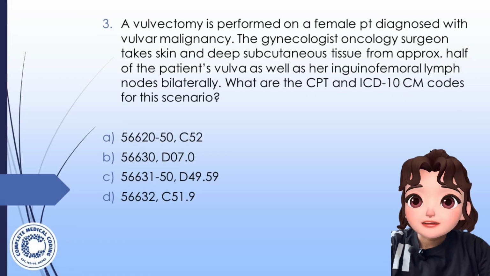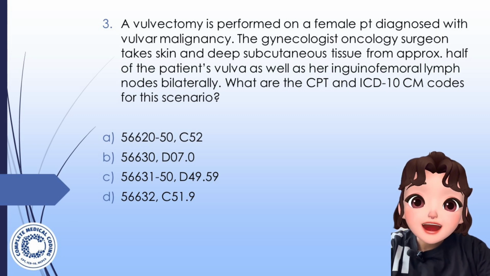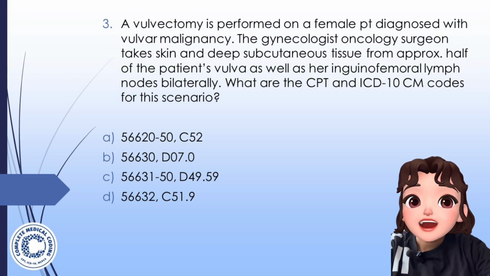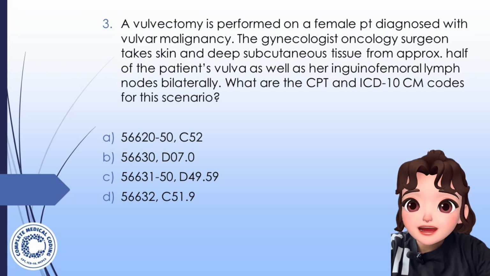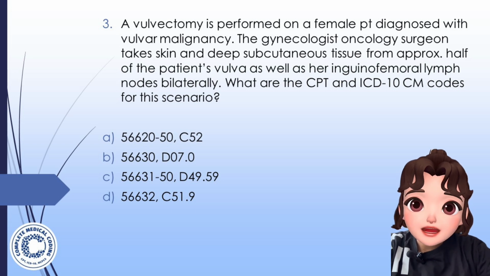Let's move to the third question. A vulvectomy is performed on a female patient diagnosed with vulvar malignancy. The gynecologic oncology surgeon takes skin and deep subcutaneous tissue from approximately half of the patient's vulva as well as her inguinofemoral lymph nodes bilaterally. What are the CPT and ICD codes for this scenario?